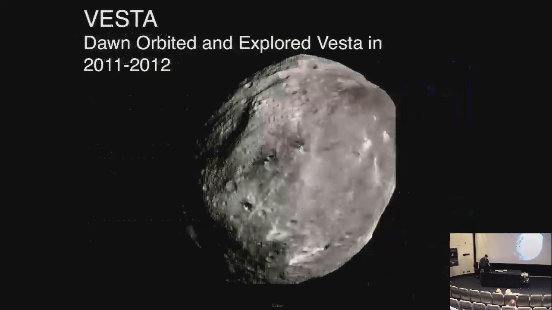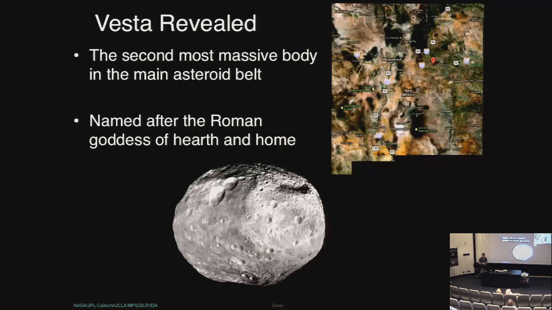Okay. All right, so we orbited Vesta in 2011, 2012. So I'll talk about Vesta for a little bit. And like I say, there are chunks of Vesta right outside if you want to go see them. This is the size of Vesta compared to something a little bit more familiar. So there's New Mexico, and there's Vesta. Vesta is named after the Roman goddess of hearth and home. A lot of these asteroids are named after Roman figures, actually.